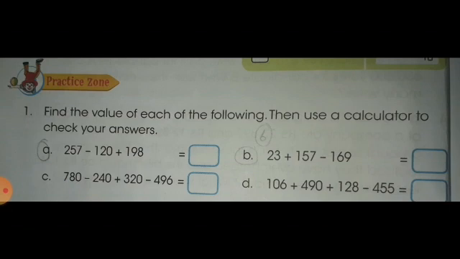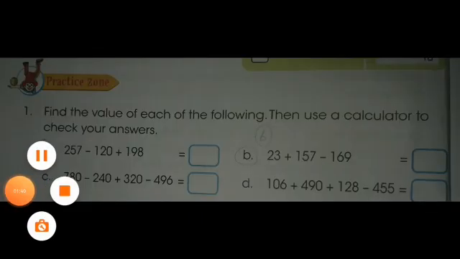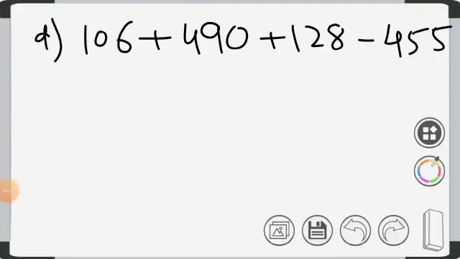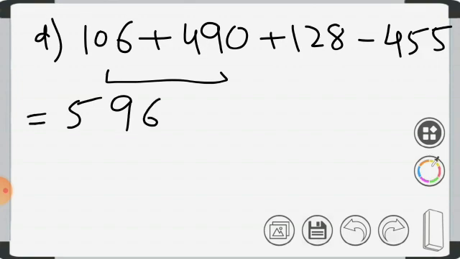Let's try to solve this practice zone by these two hints. I will solve the D part for you. Then you have to follow the pattern to solve parts A to C. Answer keys will be given. Let's start. As we have two different operations in the same sentence, we will start from the left. We will add these two numbers and the answer will be 596. You can check the answer by solving by yourself in rough. Other numbers will be as they are.